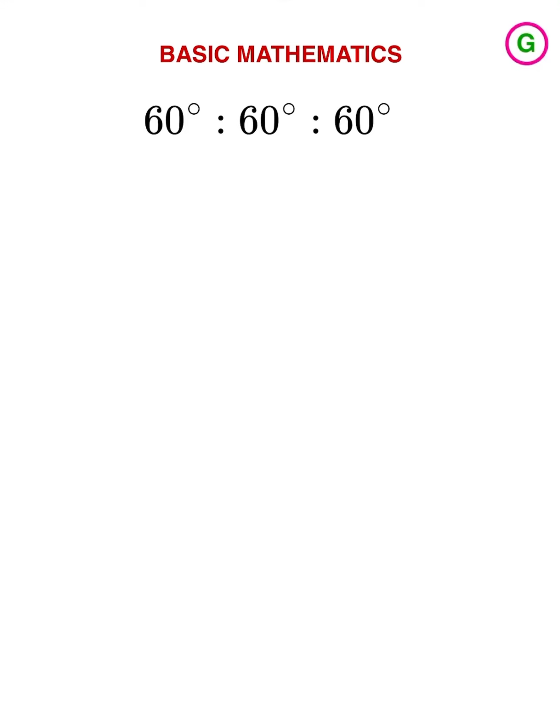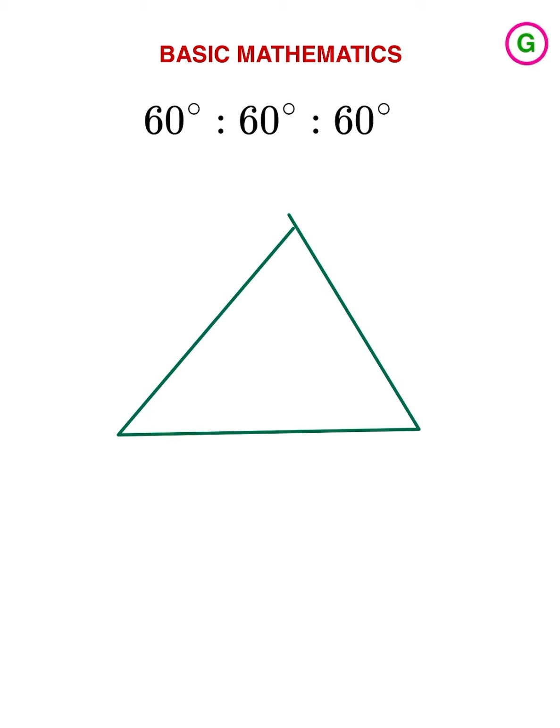Dear students, according to this 60-60-60 degree ratio, we can take a triangle here. Let it be considered an equilateral triangle, so all the angles should be 60 degrees: here 60 degrees, here 60 degrees, and here 60 degrees. The sides of this triangle are a.